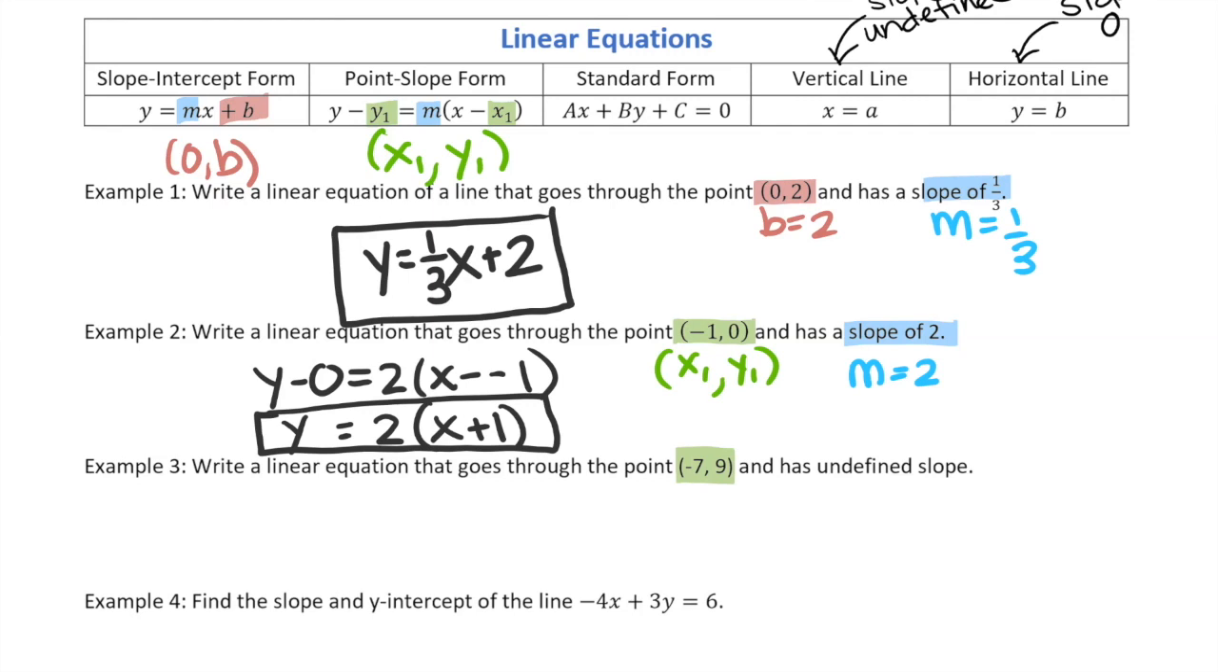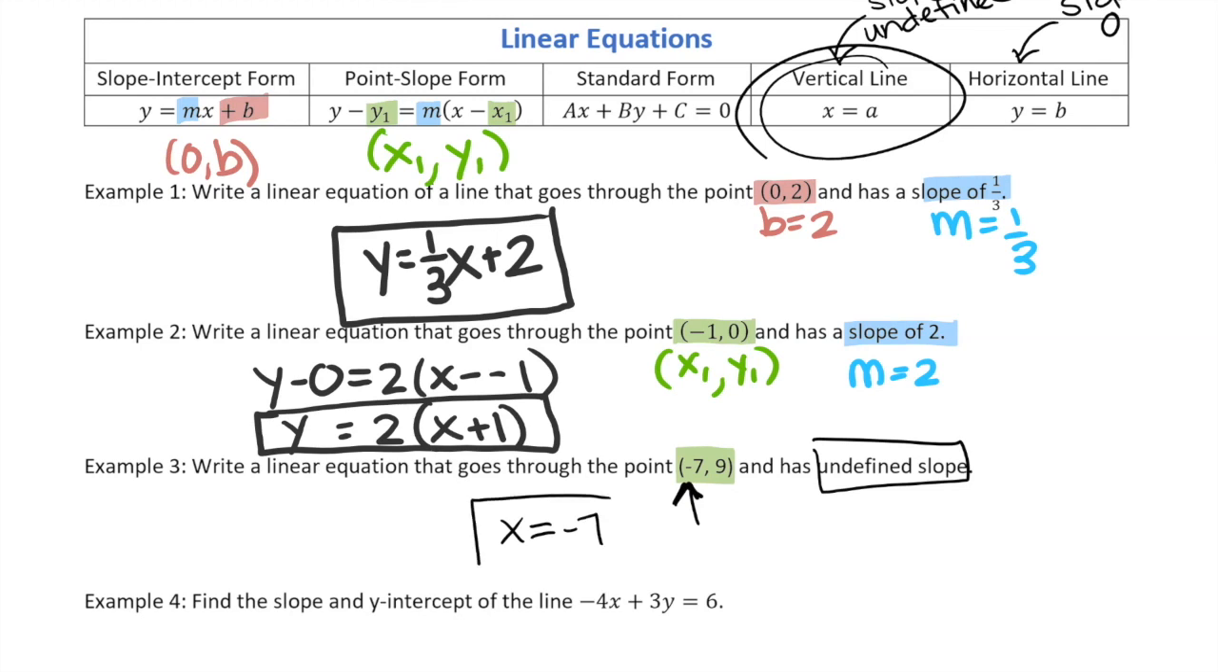Okay, so this said that we have undefined slope. So it must be a vertical line, which is x equals some number. So I'm going to do x equals, and the x value in this xy point is -7. So I will do x equals -7. There is our equation for a vertical line.